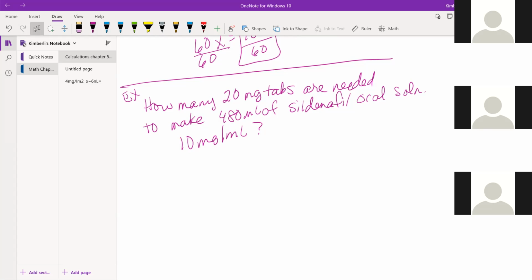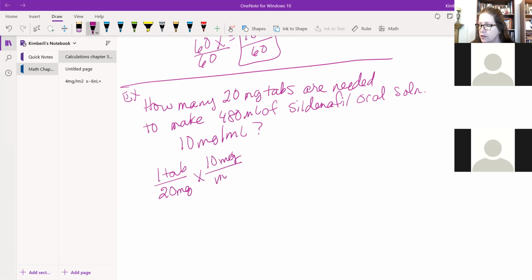So we want to know how many 20 milligram tablets. So we're going to start with 1 tablet is 20 milligrams. We want to end up with 10 milligrams per milliliter or 1 milliliter, and we want to make 480 milliliters total out of it. So the milliliters are going to cancel, the milligrams are going to cancel.